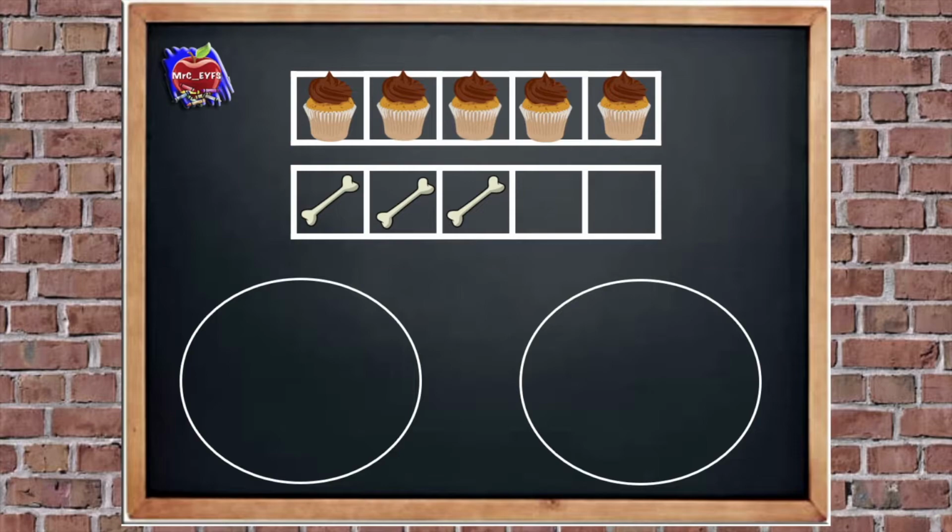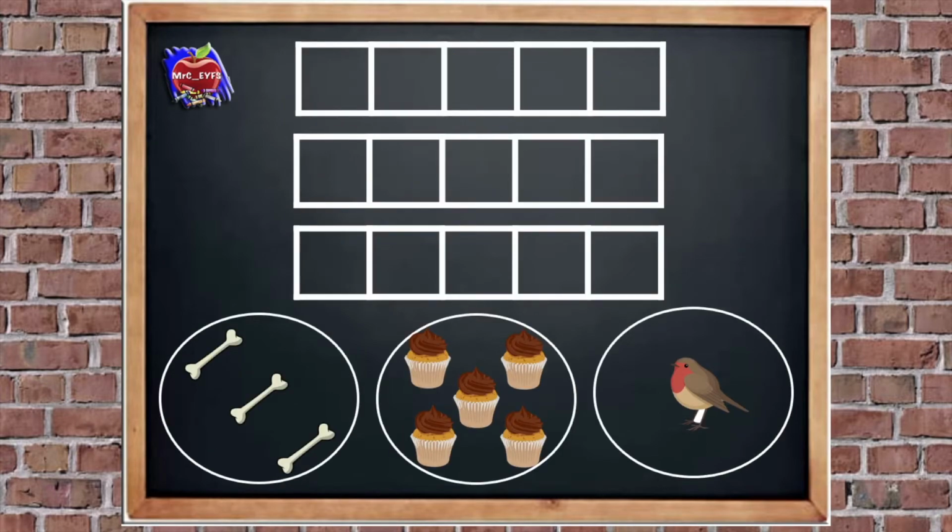Right, so using the words more and fewer, what can you tell me about the 2 groups? Yeah, do you know, the cakes have more. So that means that the bones must be fewer. Excellent, well done. Right, now we've got 3 groups, a little bit trickier.